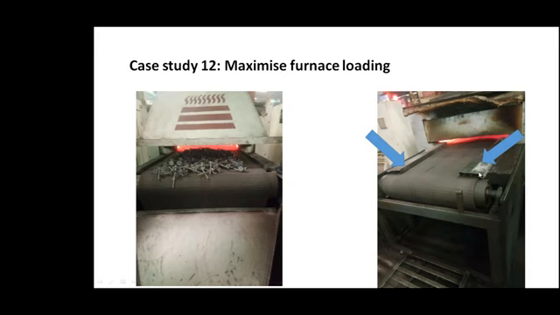So if you want a barrier, maybe 2 inches would have been sufficient. Here about 6 inches they have made it, and then they've effectively reduced the furnace volume.